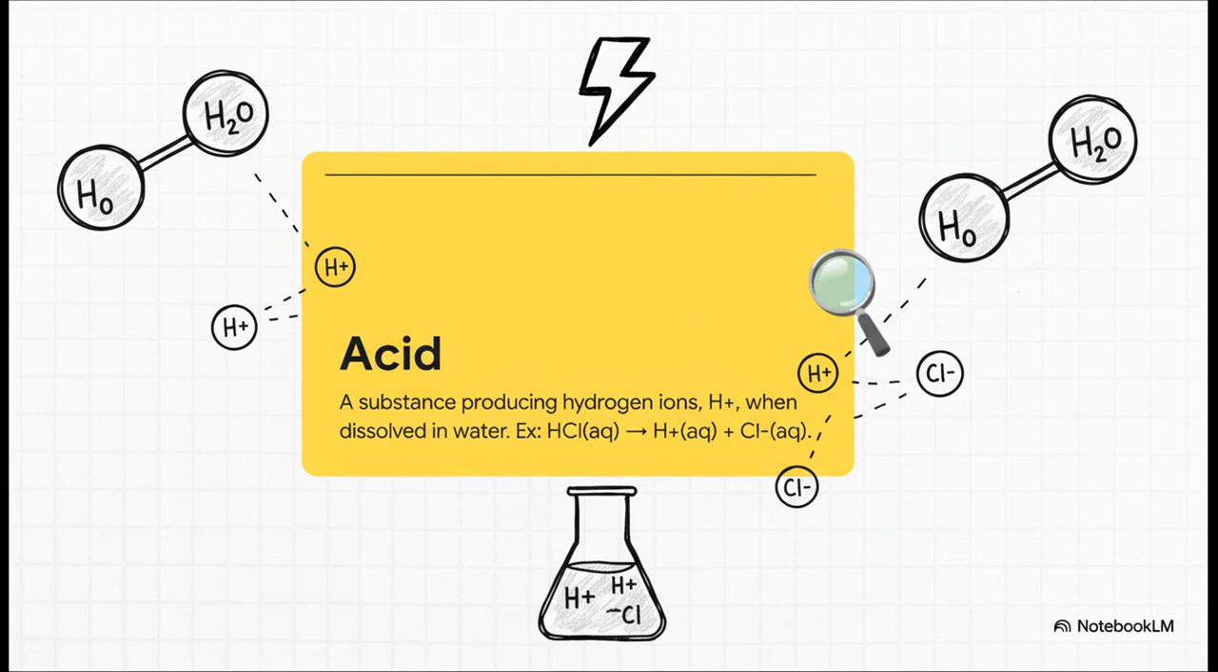All right, let's get a little more specific with acids. Basically, an acid is any substance that kicks out those hydrogen ions when you dissolve it in water. A classic example you'll always see is hydrochloric acid, or HCl. The moment it hits the water, bam, it just splits apart, releasing those H+ ions and some chloride ions.